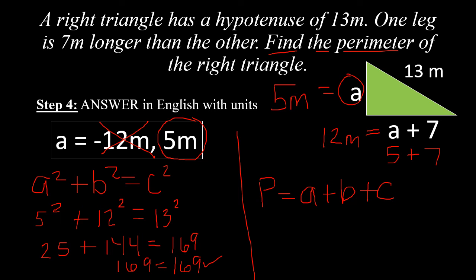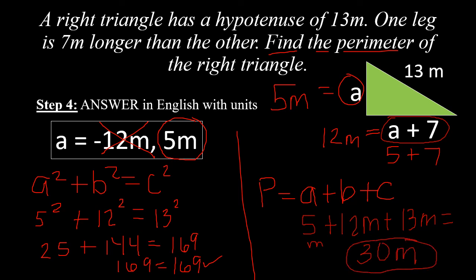So here, our first leg, leg A, was 5 meters. Our second leg, which was B, which wound up being A plus 7, right? That was 12 meters. And then, of course, leg C, the hypotenuse, was 13 meters. Oh, I forgot my little meters over here. So 5 meters plus 12 meters plus 13 meters. What does that equal, you guys? 5 plus 12 is 17. 17 plus 13 is 30. So the perimeter of this triangle is 30 meters.